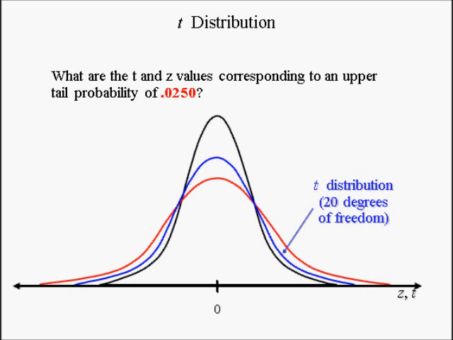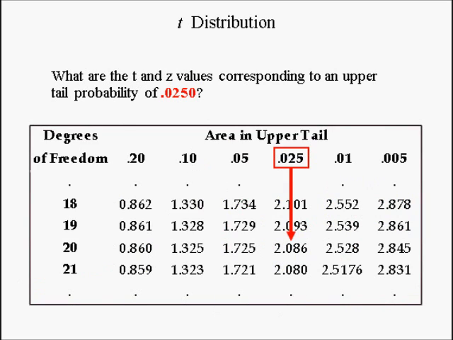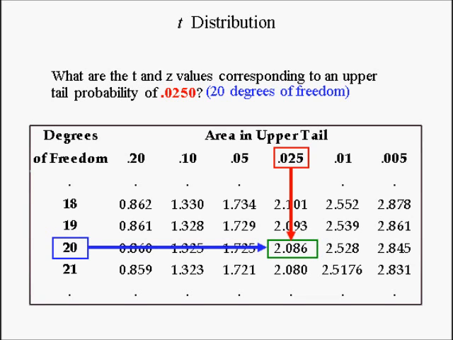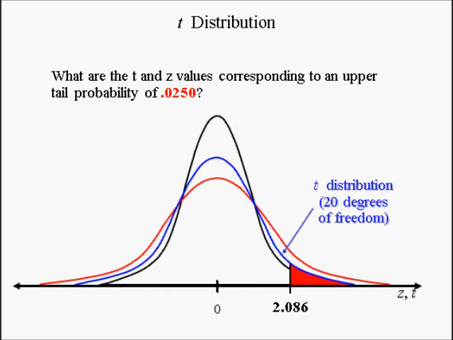If the sample size is 21, the degrees of freedom equals 20. The value in the t-distribution table associated with an upper tail probability of 0.0250 is denoted t subscript 0.0250. The t-value is found in column 0.0250 and in row 20, which is 2.086. The probability that t is greater than 2.086 equals 0.0250 when the degrees of freedom is equal to 20.